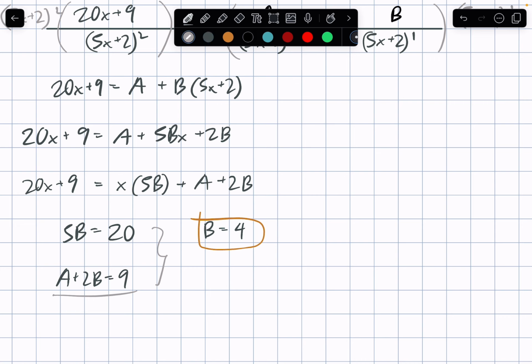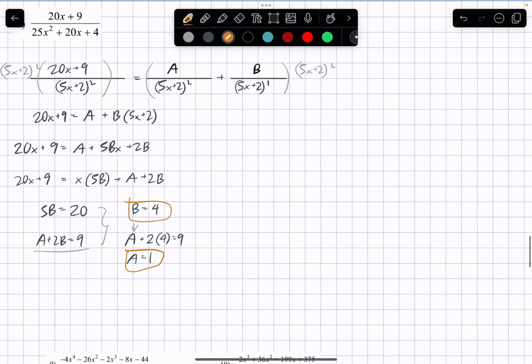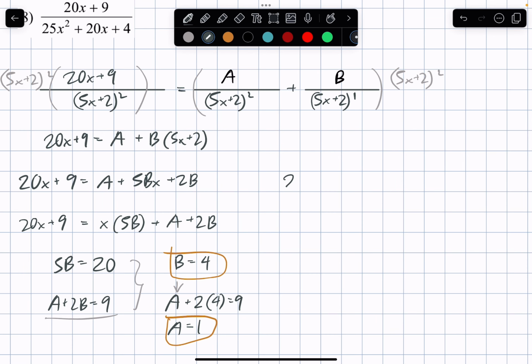What we can do is, now that we know what the B value is, which is equal to 4, we look for A. So A plus 2 times 4 equal to 9, according to this equation. So A is equal to 1. That's it. One over, and then B is 4.